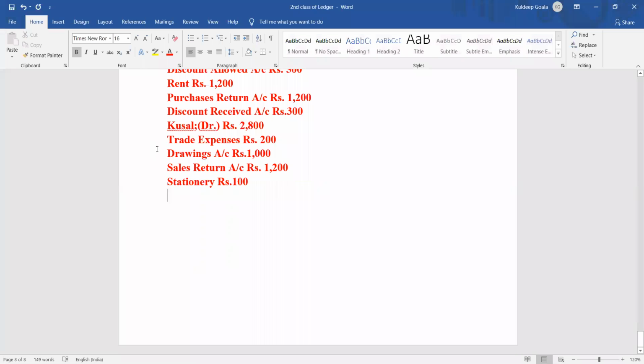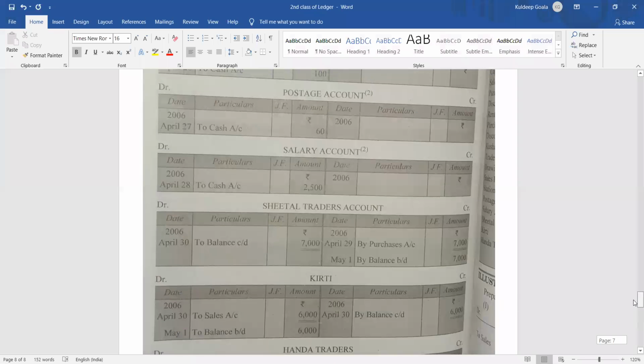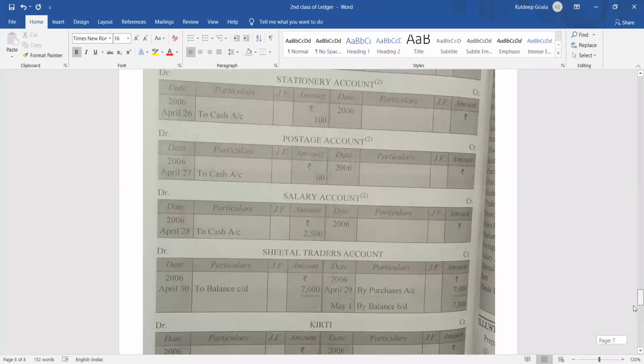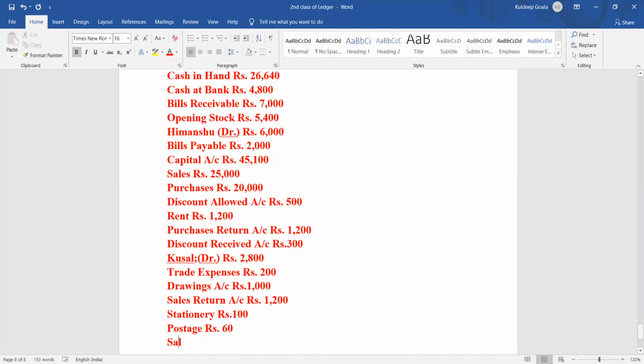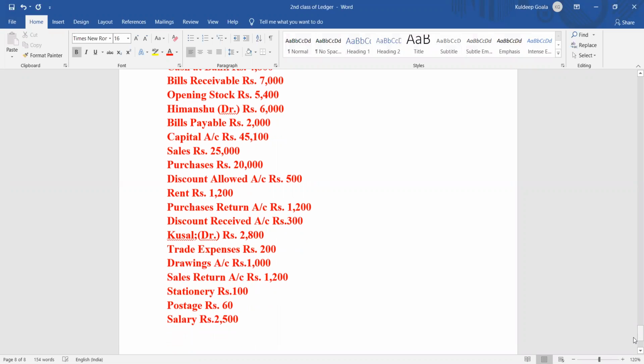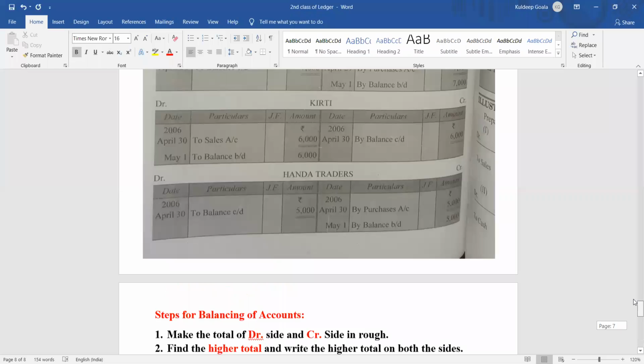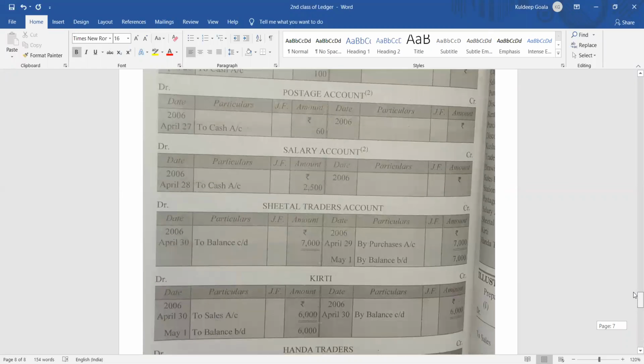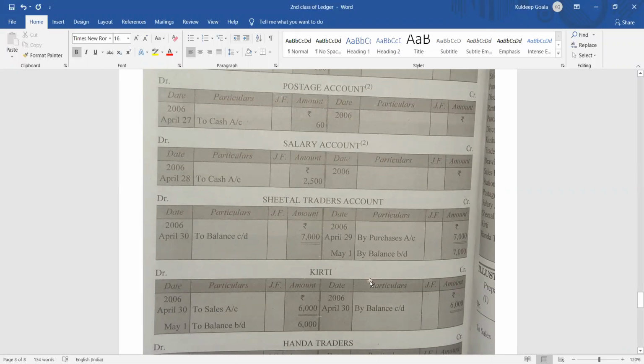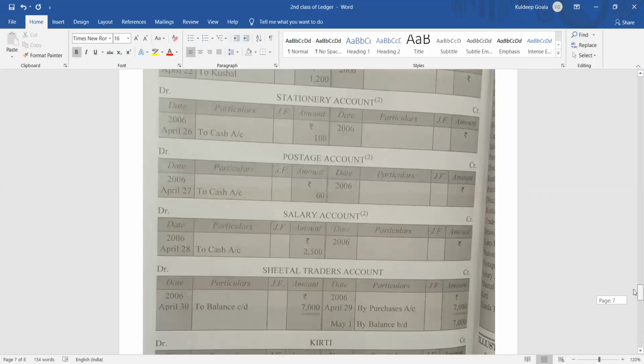Just a minute. Postage, rupees 60. Then coming to the next one, salary 2500. Salary rupees 2500. Next, after salary, it is Sital traders account. It is also showing a balance and the credit side, right? So remember that Sital traders account, it is credit.